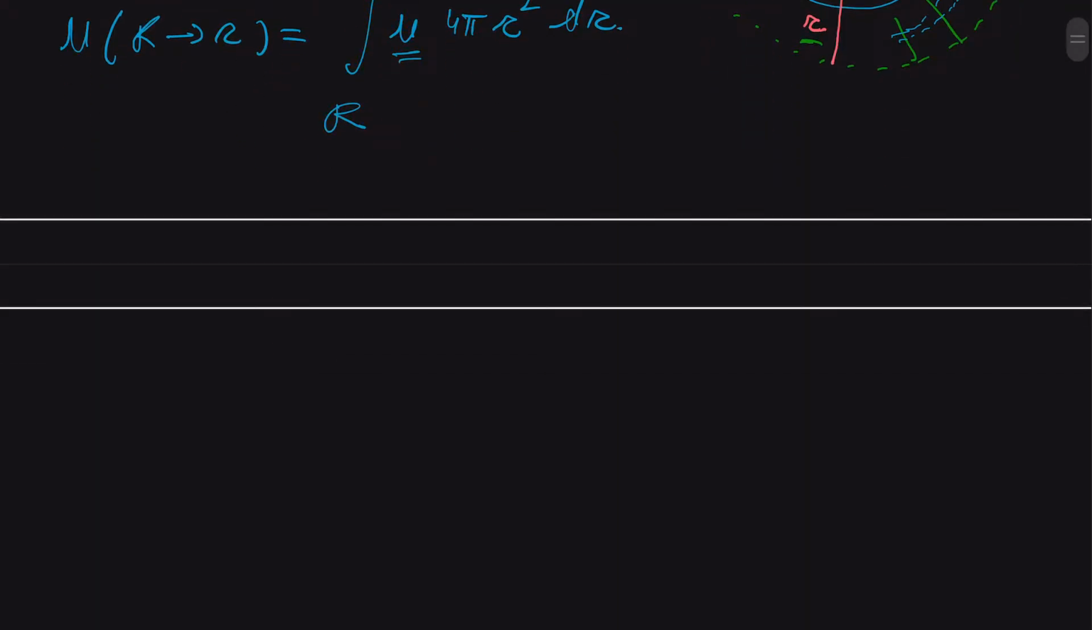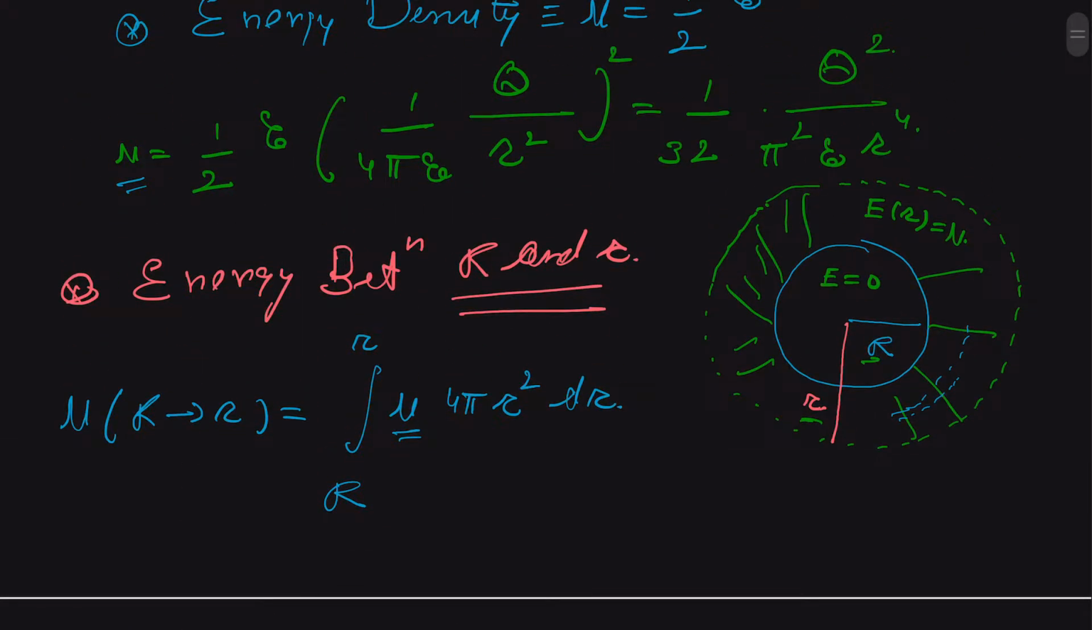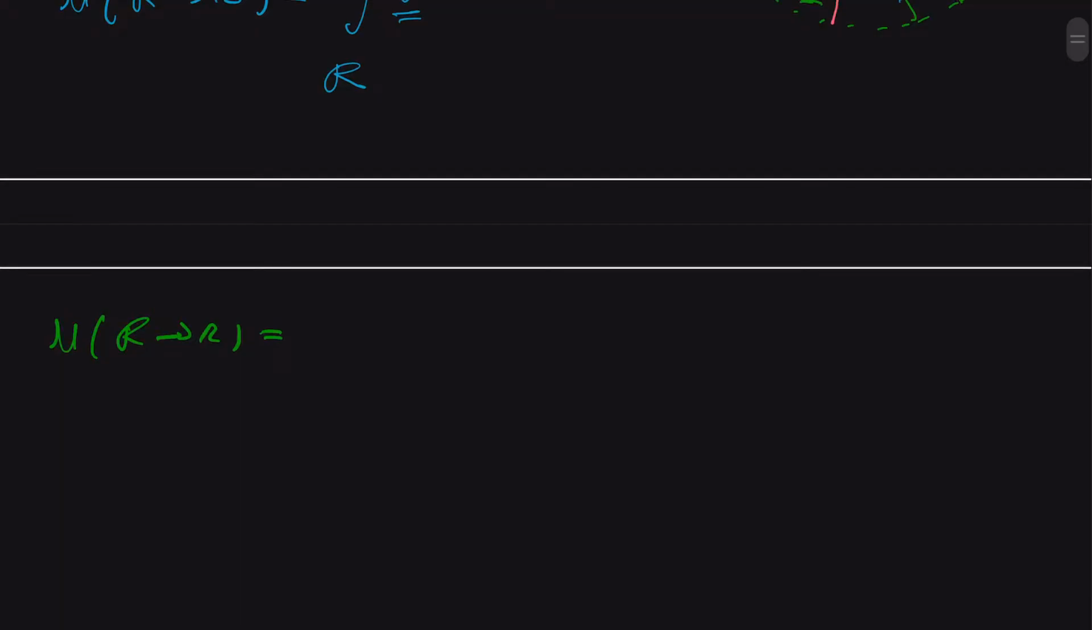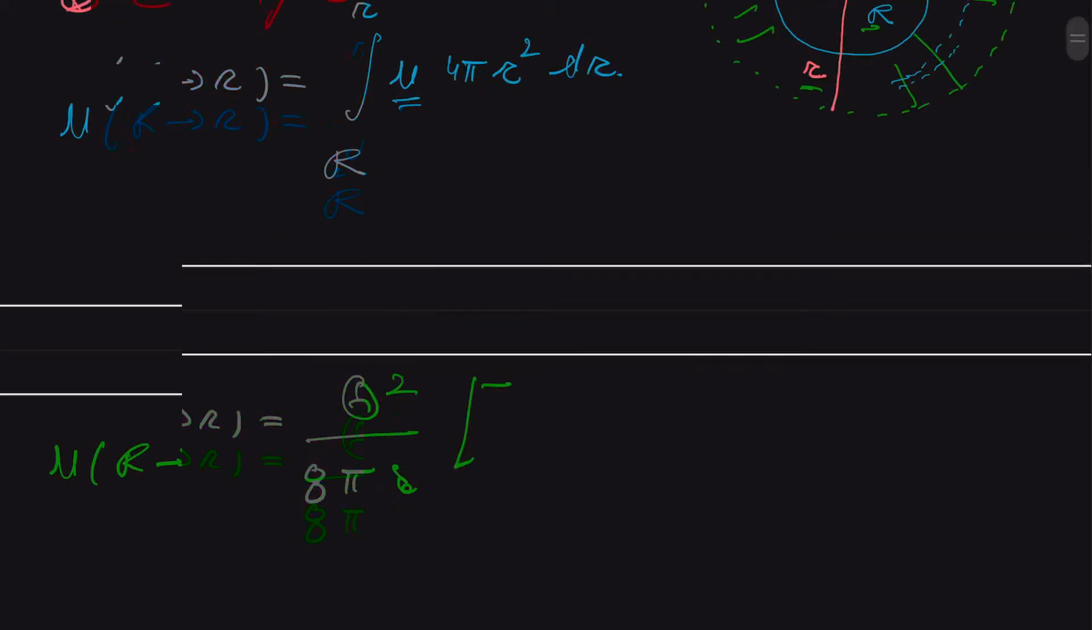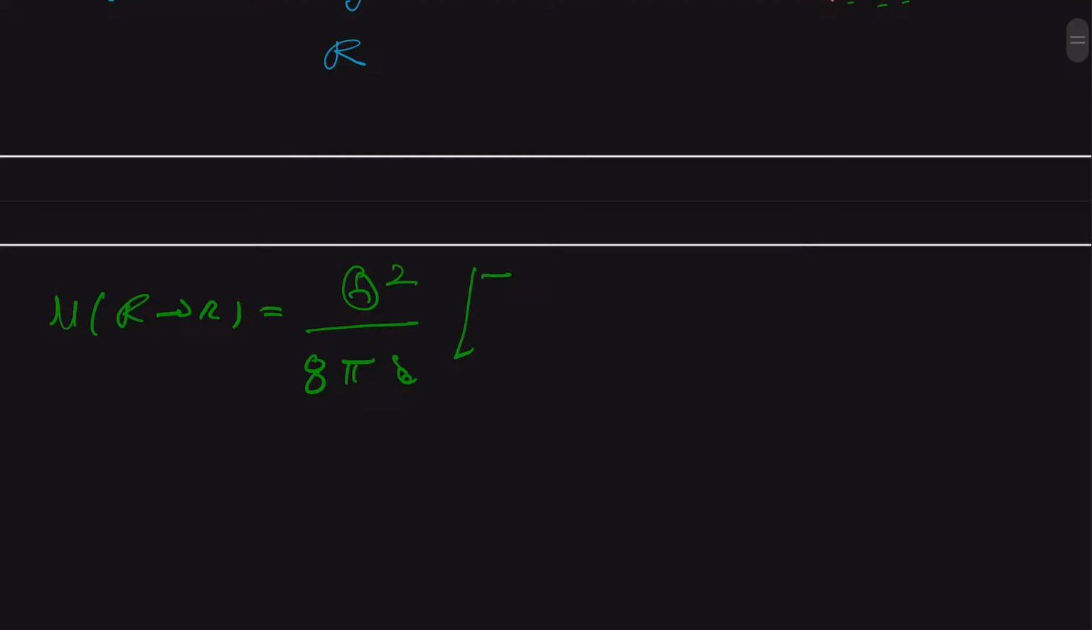And we substitute the value of u, so we get that our energy from R to small r will be coming as 1 upon 32 pi square, and that multiplied by 4 pi, it will be coming as q square upon 8 pi epsilon naught, and this will be times 1 upon R minus 1 upon small r.